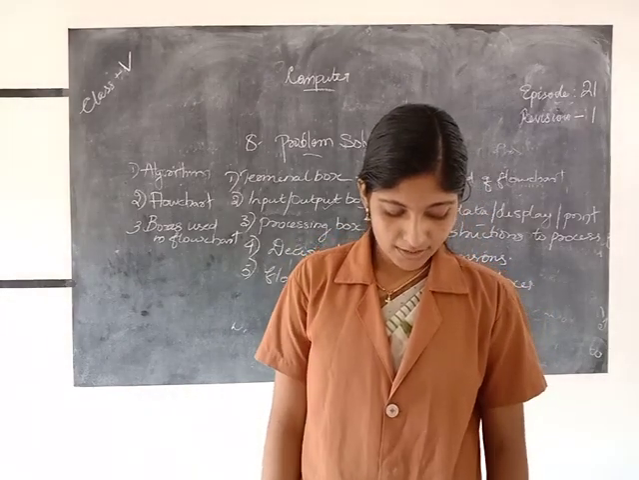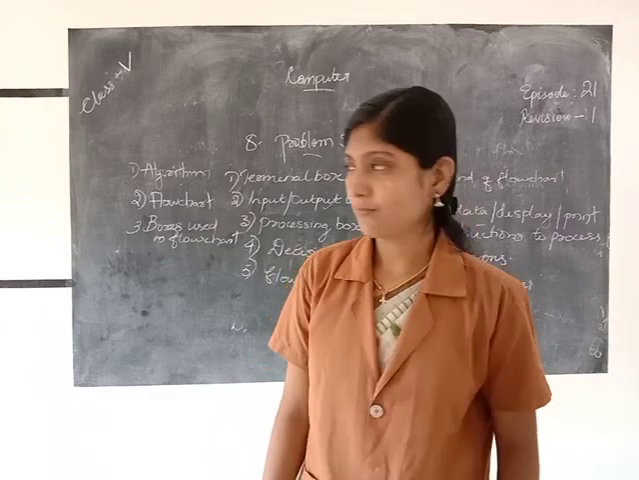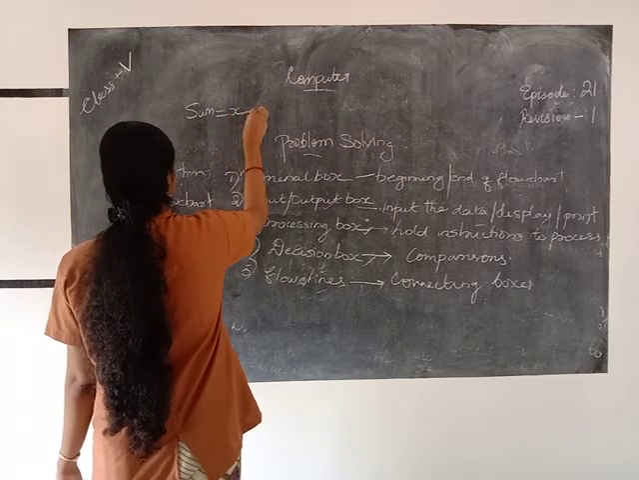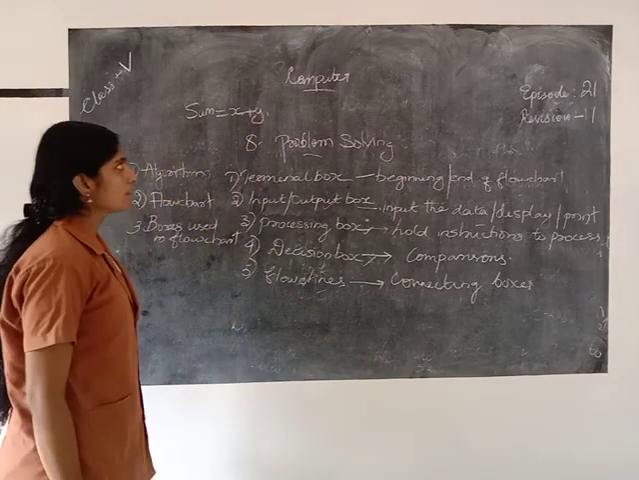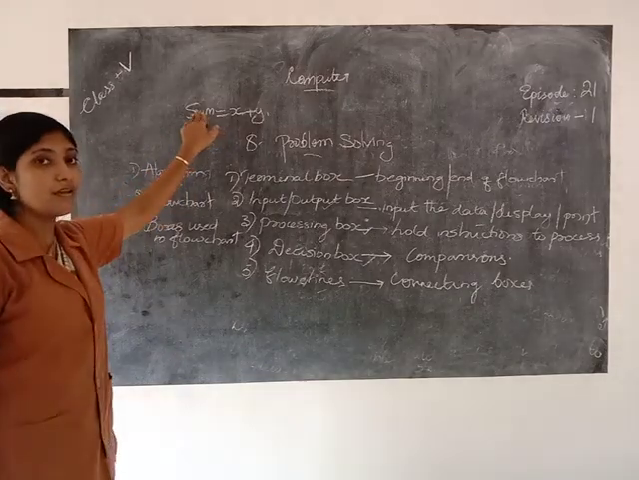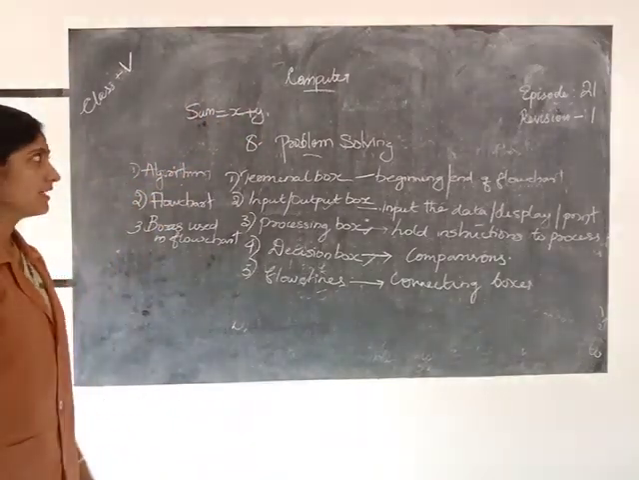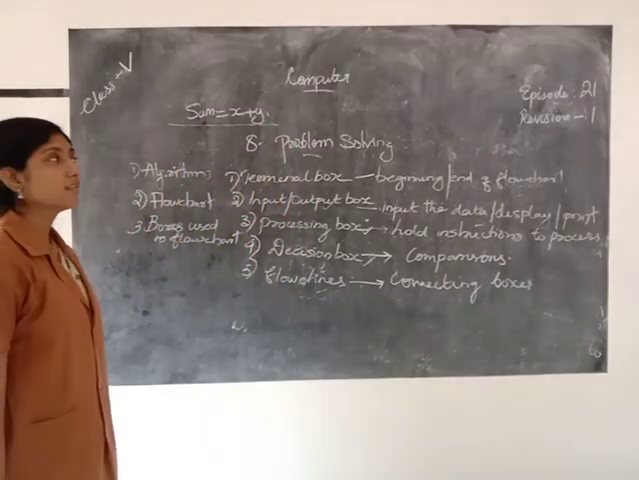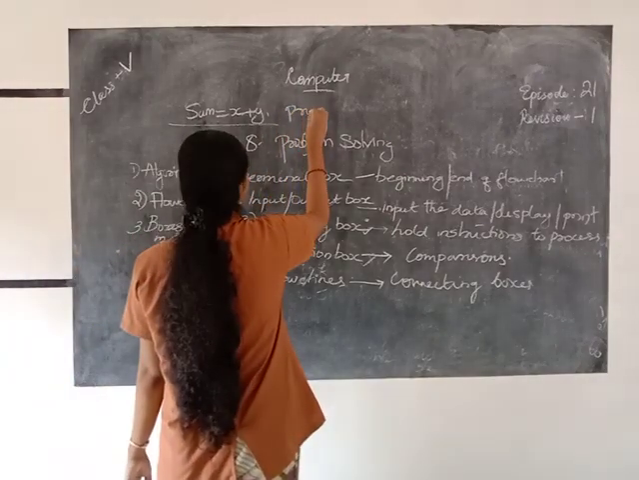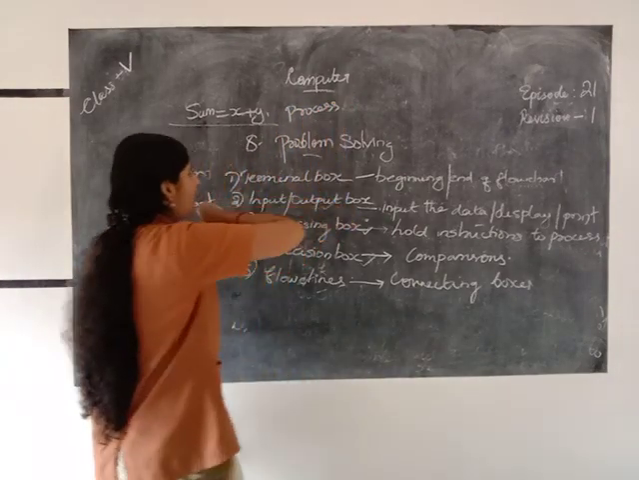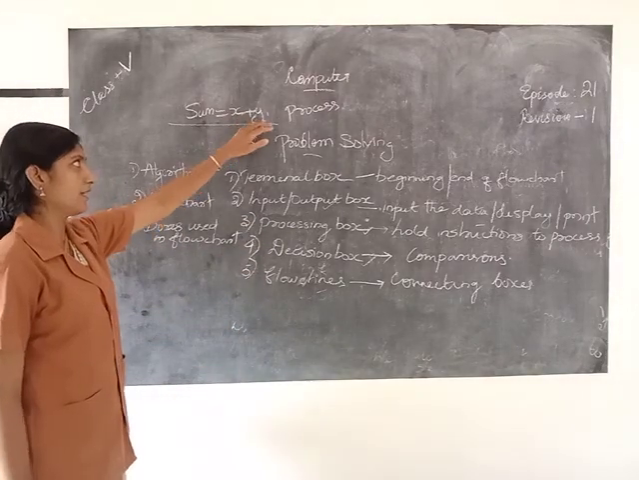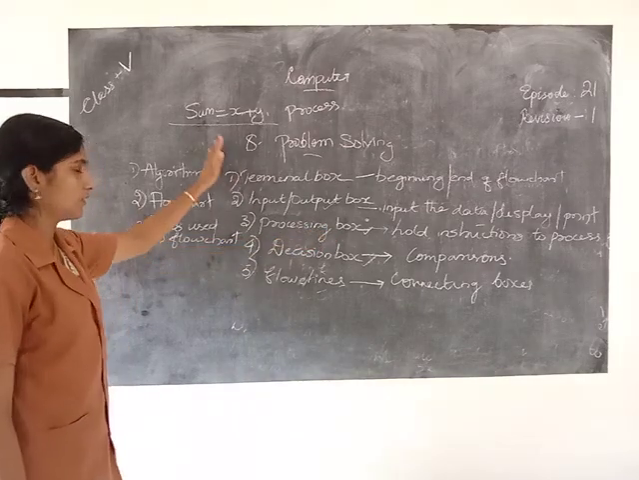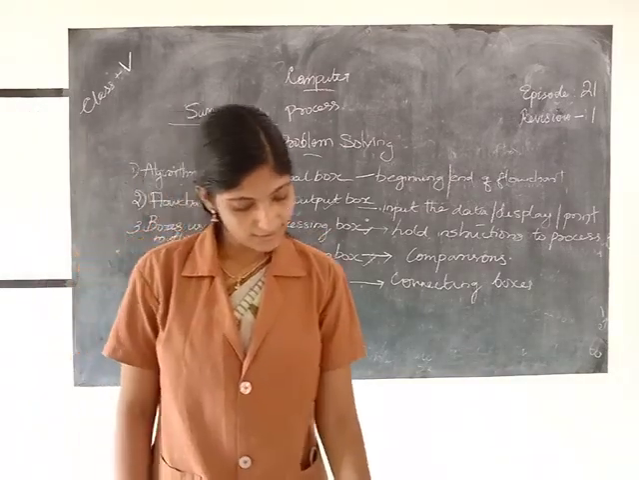Then next one, the sum equal to x plus y statement will come in which box? So tell me, sum equal to x plus y. Which box holds the instruction sum equal to x plus y? Processing. Processing means here the process is addition, addition of two numbers x and y. So the answer is processing box.